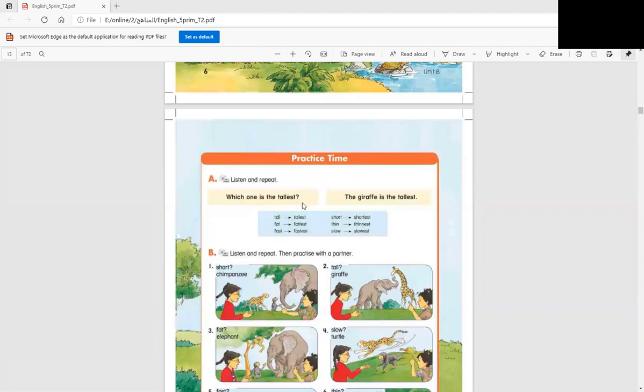We use the superlative adjectives like the plus adjective plus est. Which one is the tallest? The giraffe is the tallest.